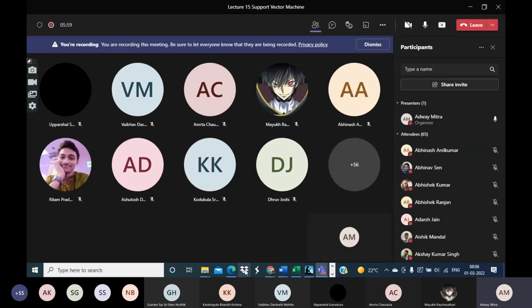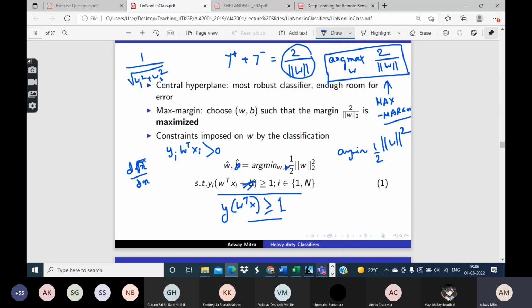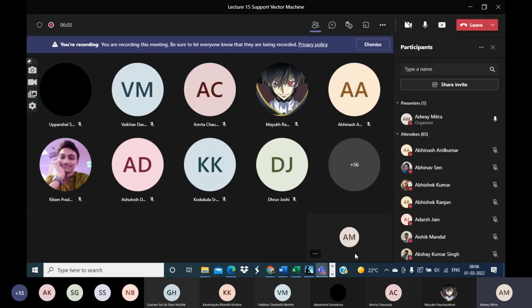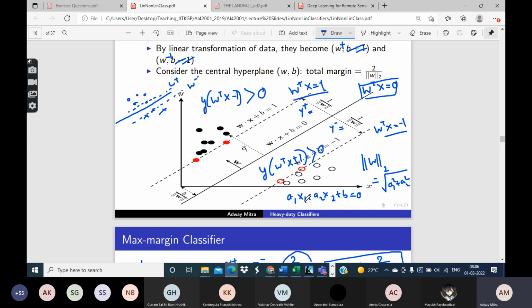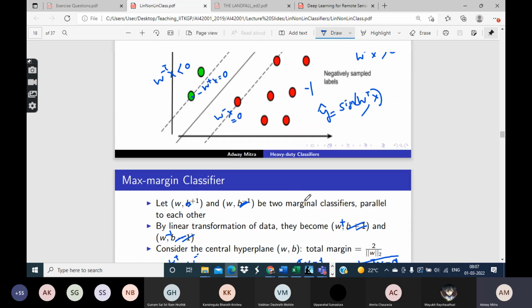Okay, let's get started. In the last class, we first discussed the perceptron algorithm. We found that if the data set is linearly separable, then the perceptron is guaranteed to give us some linear classifier which will be able to classify the data set correctly. That means all the points belonging to one class will be on one side, and all the points belonging to the other class will be on the other side.